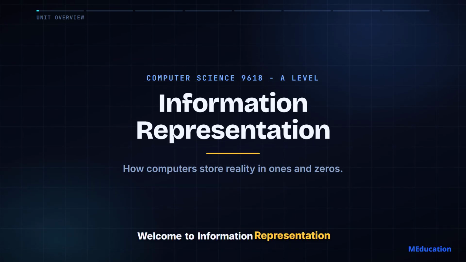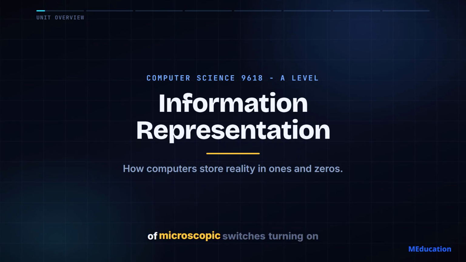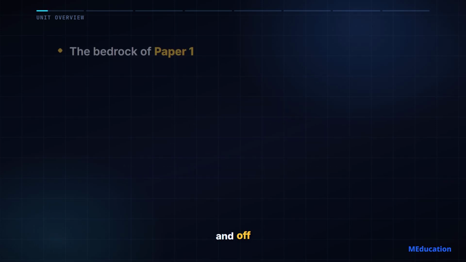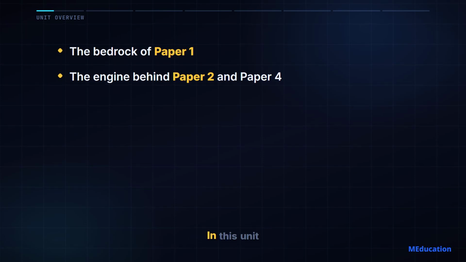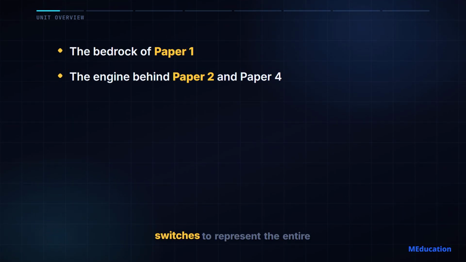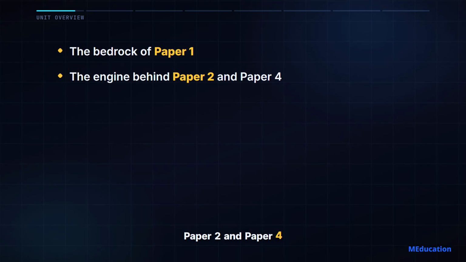Welcome to information representation. At its core, a computer is just billions of microscopic switches turning on and off. It has no concept of numbers, letters, colors, or sound. In this unit, you will learn exactly how we force those simple on-off switches to represent the entire human experience. This is the bedrock of Paper 1 and the silent engine behind all your practical programming in Paper 2 and Paper 4. If you want to understand how a machine actually thinks, this is where it begins.